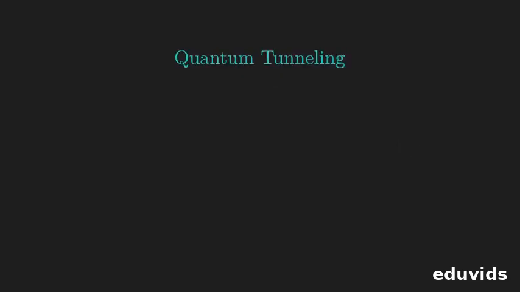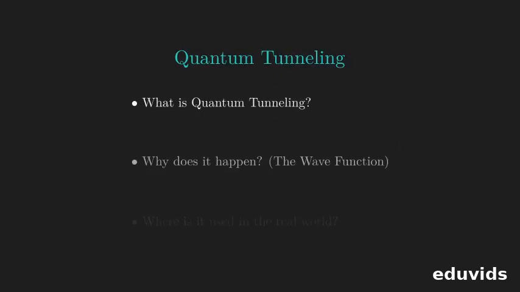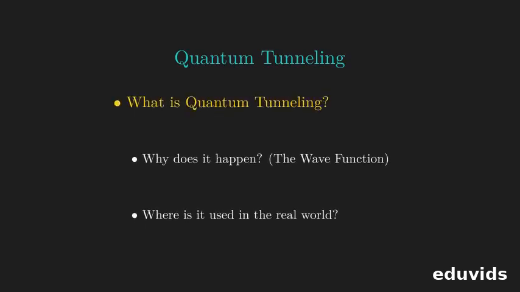Imagine a tennis ball magically appearing on the other side of a solid wall. Today we will learn what quantum tunneling is, why it happens, and where we use it. We will first compare classical and quantum ideas, define the probability wave, and then examine the tunneling mechanism.